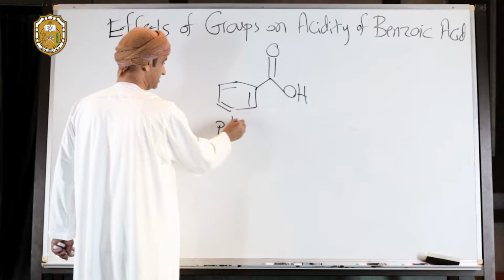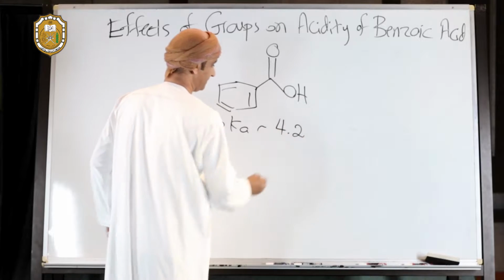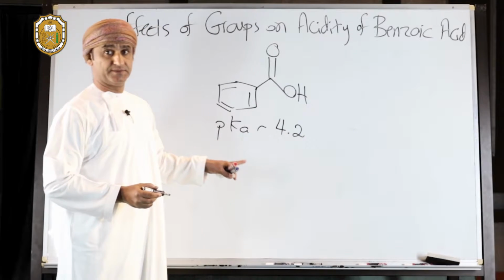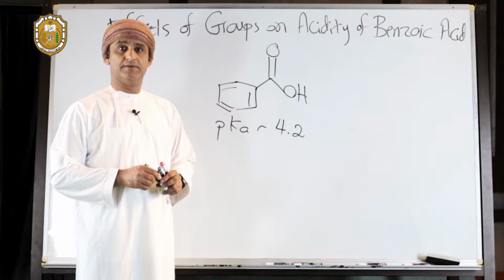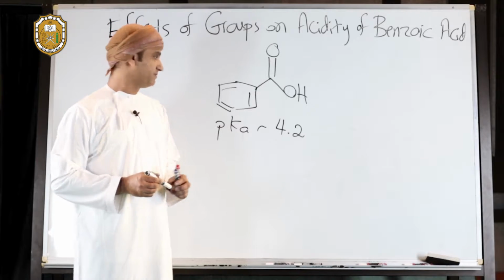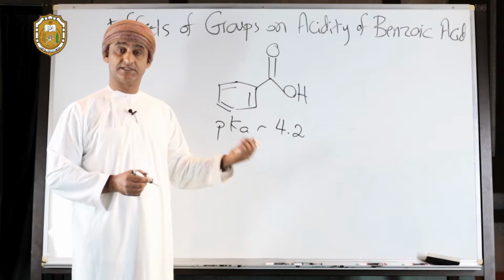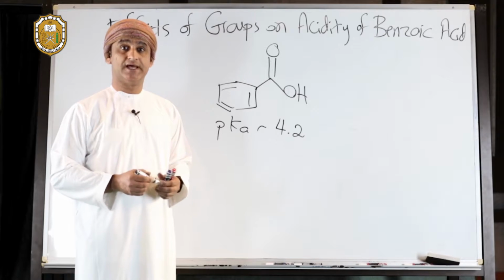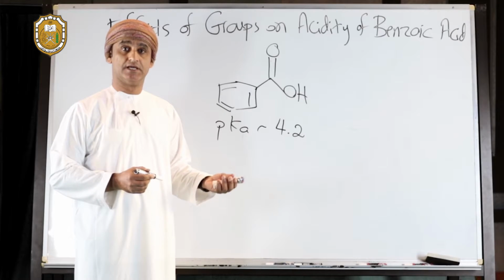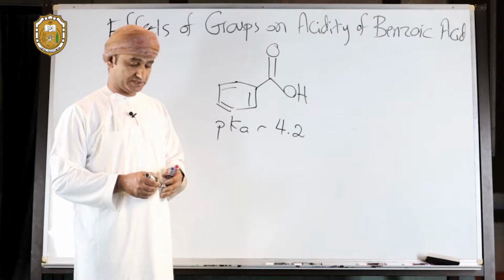The pKa of benzoic acid is about 4.2. It's slightly less, the pKa of benzoic acid, than that of a normal carboxylic acid. That's because of the further delocalization of electrons in this carboxylic acid, which results in slightly higher acidity than non-aromatic, if you like, carboxylic acids.